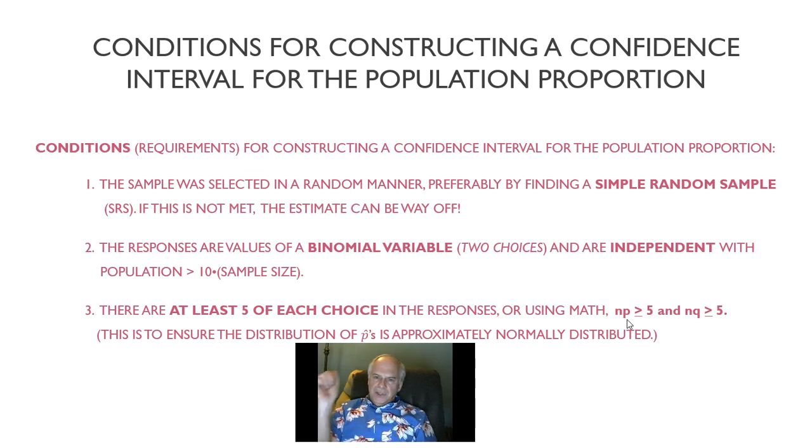Now the conditions for using confidence intervals for a population proportion. Number one, the sample has to be randomly selected, or be a simple random sample, preferably.